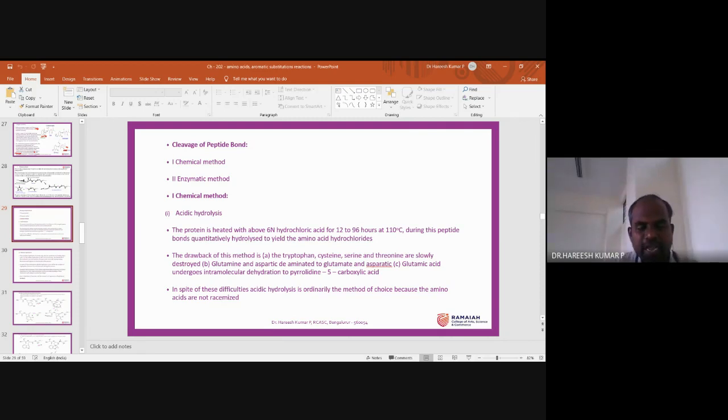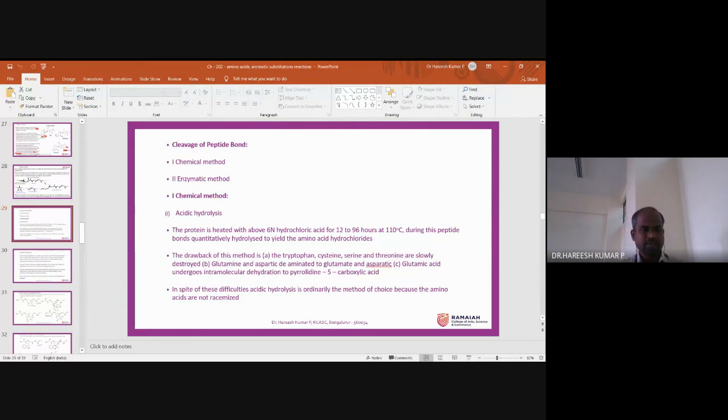Okay, so in our last class, we discussed the determination of structure of peptide or protein. The hydrolysis method only gives the amount and number of amino acids present. Whereas Sanger's method gives you the amino acid present in the N-terminal end, and the Edman method gives you information about the sequence of amino acids present in a peptide or protein.